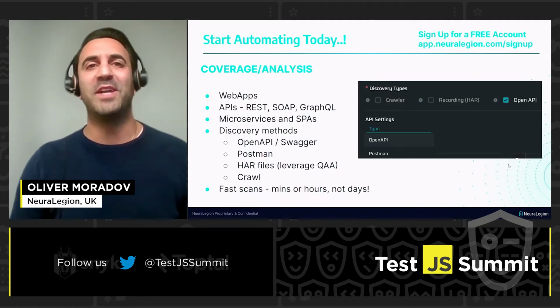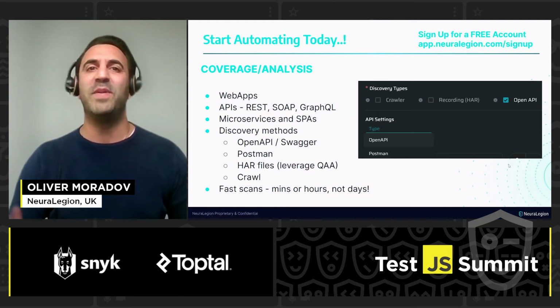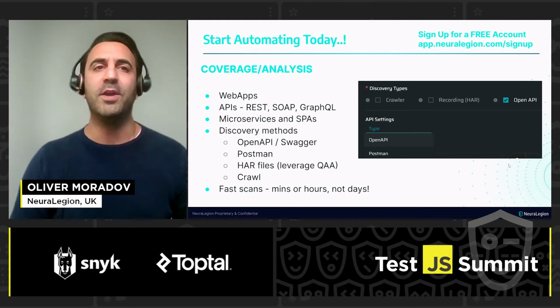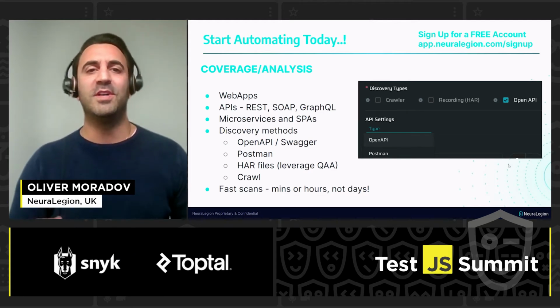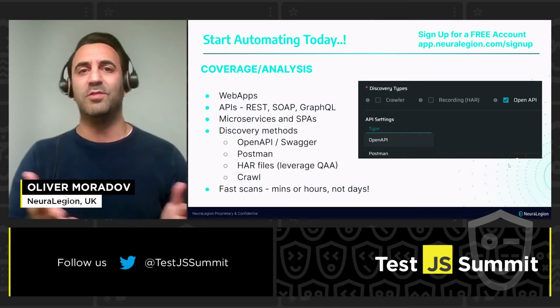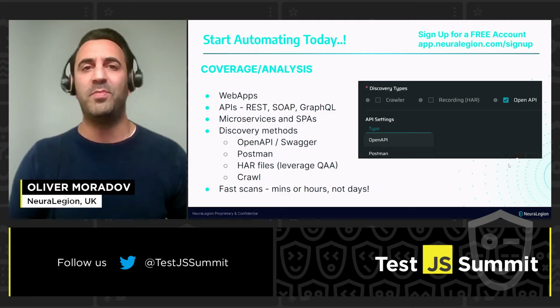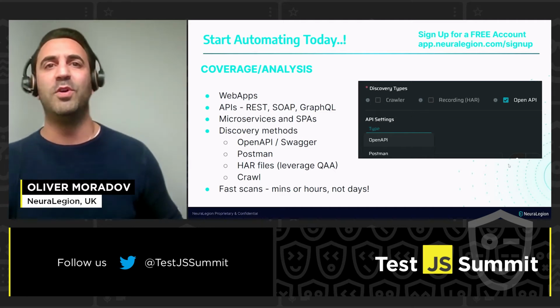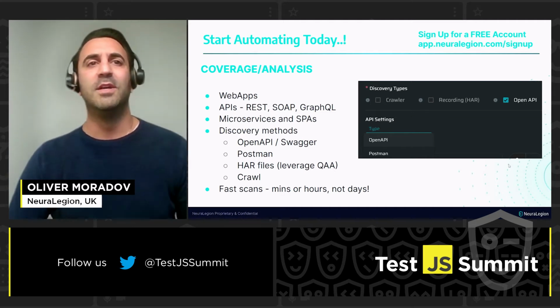So how can you start automating your security testing today? Well, in terms of coverage, we've got you. With NeuraLegion, you can start scanning every build for security vulnerabilities as part of your CI, whether that's against your web apps, your internal apps, or indeed against your APIs, whether that's REST, SOAP, or indeed GraphQL.